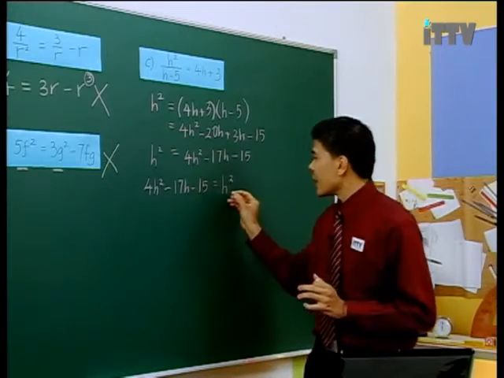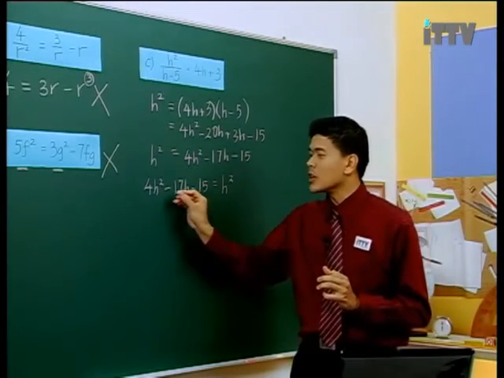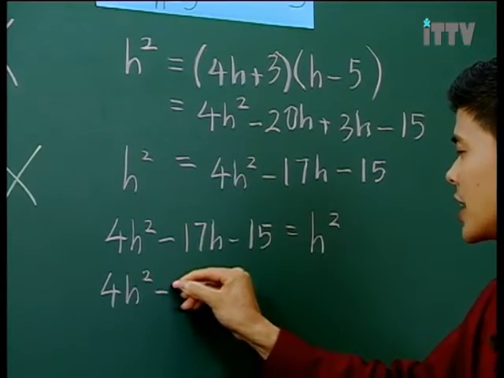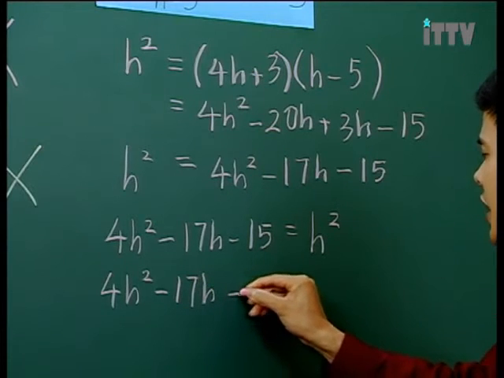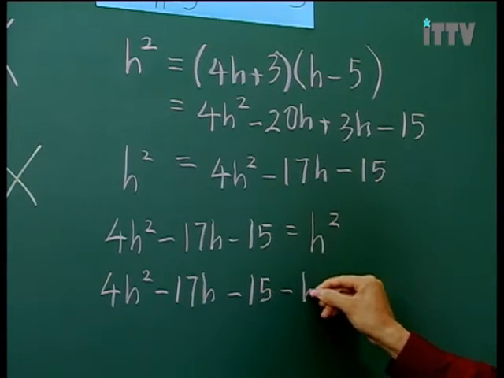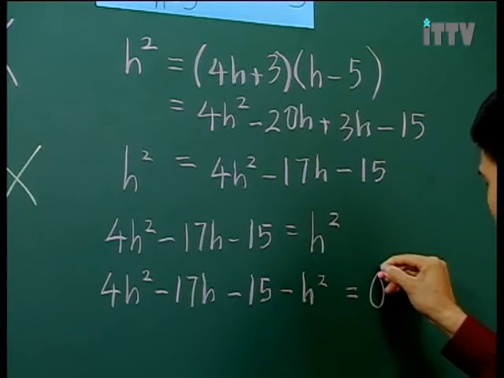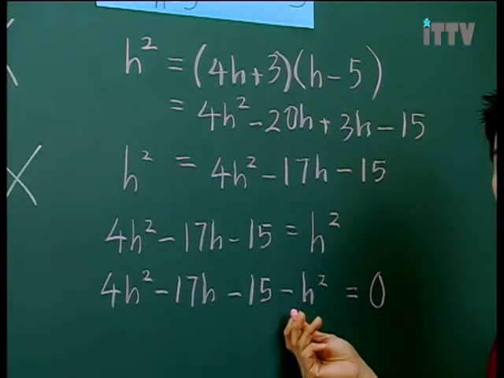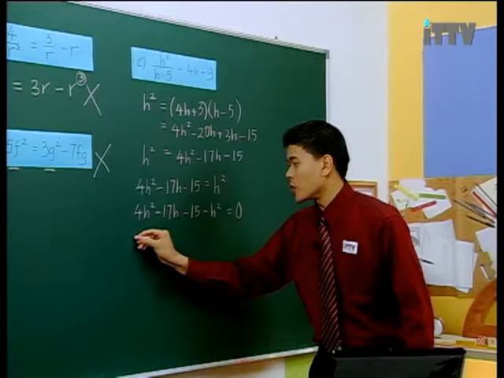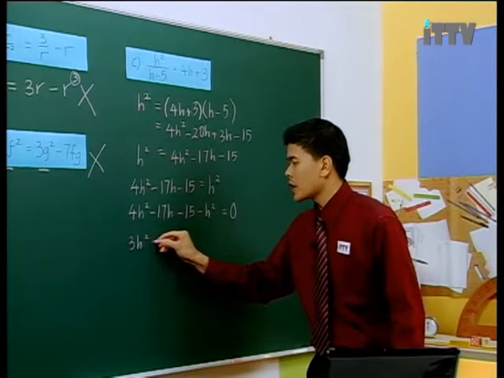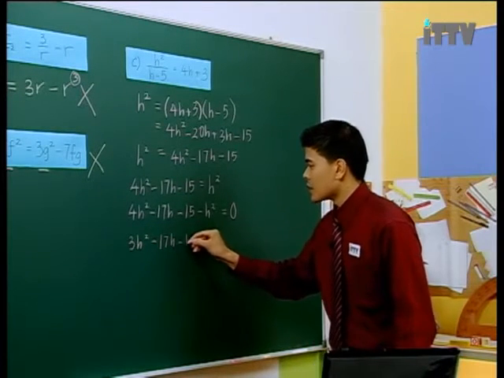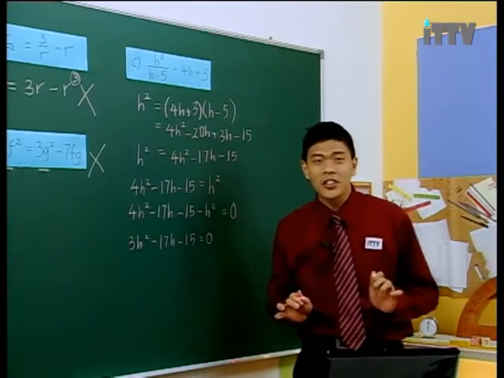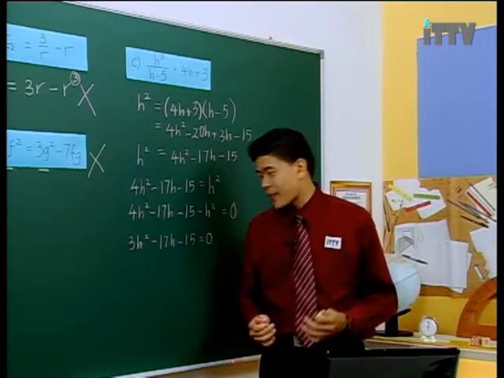And finally, h squared must be brought over to the left hand side. So what will you obtain? 4h squared minus 17h minus 15 minus h squared, don't forget, equals 0. And 4h squared can subtract h squared. So you will get 3h squared minus 17h minus 15 equals 0. And guys, is this a quadratic equation? One look, let's check. Oh yes, it is.